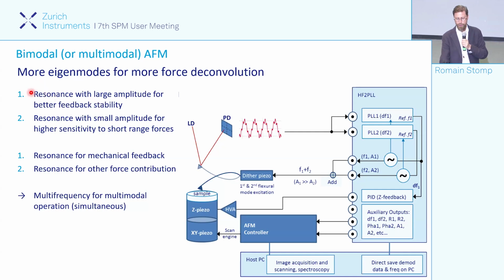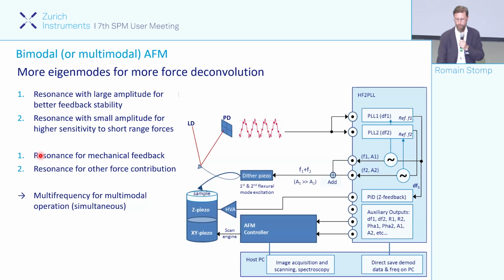One of the first times I heard about it was in Basel, when they were doing 2 amplitudes. One is the first eigenmode, and then the second eigenmode, which has a small amplitude and lower Q factor. You can use one with a large amplitude for stability, and one with a small amplitude for short range forces. So it's very convenient to use these 2 eigenmodes. But otherwise, you can of course use one for mechanical, one for magnetic, one for optics, one for electrical.